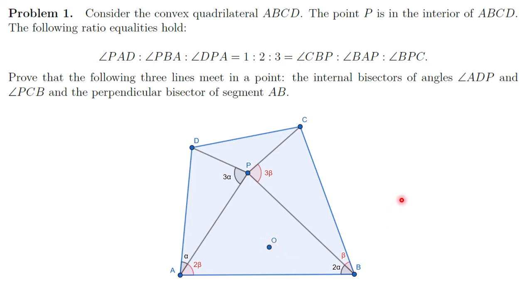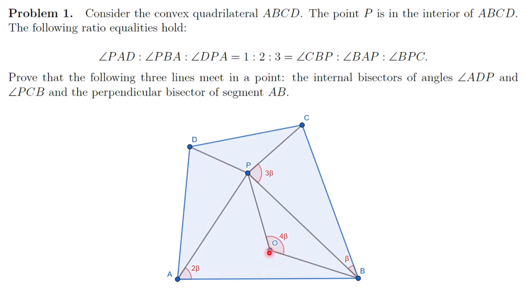For the proof of the problem, I'm going to let O denote the circumcenter of triangle ABP. As you might guess, I'm going to show that the 3 lines meet at the point O. Firstly, the perpendicular bisector of AB clearly passes through O, because O is the circumcenter of triangle ABP. Next, since this is the circumcenter of triangle ABP, the angle subtended at the center here is twice the angle shown over here. So this angle is 4 beta.